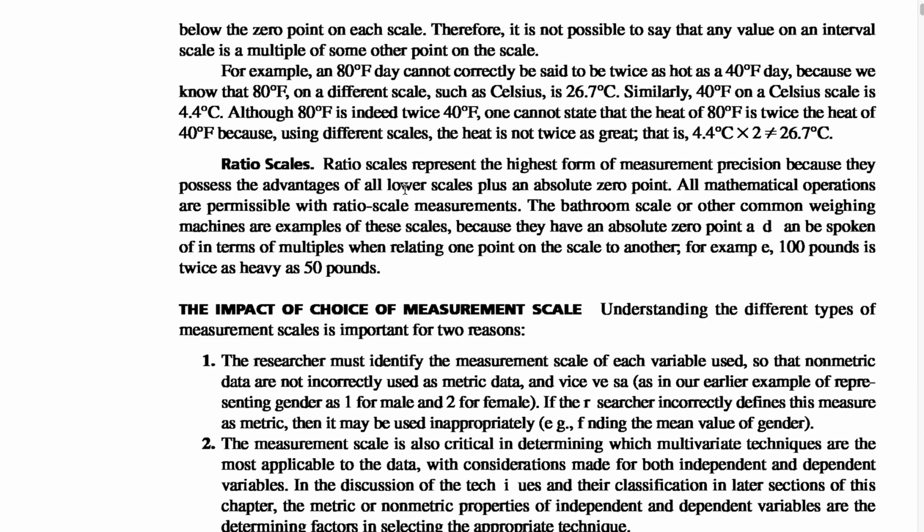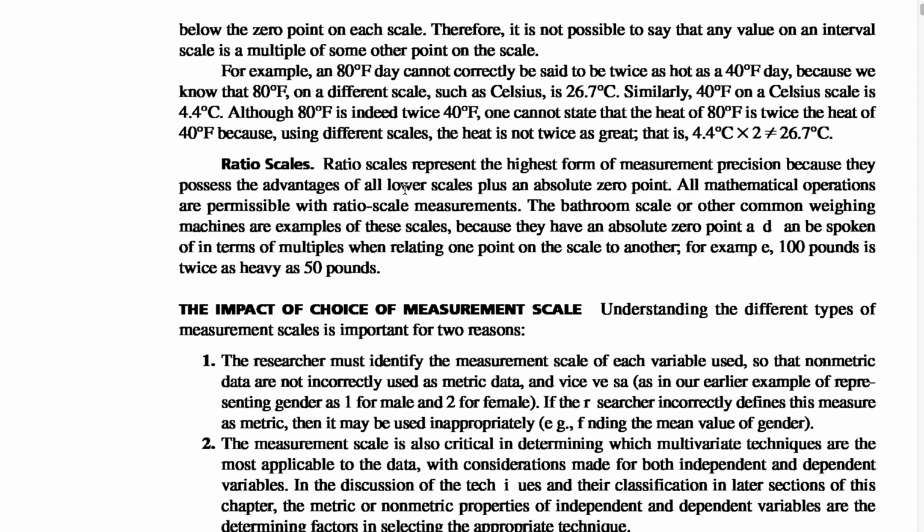Let's talk about the ratio scales. Ratio scales represent the highest form of measurement precision, because they possess the advantages of all the lower scales plus an absolute zero point. All mathematical operations are permissible with ratio scale measurement. The bathroom scale and other common weighing machines are examples of these scales, because they have an absolute zero point, and we can speak of multiples when relating one point on the scale to another. For example, 100 pounds is twice as heavy as 50 pounds.